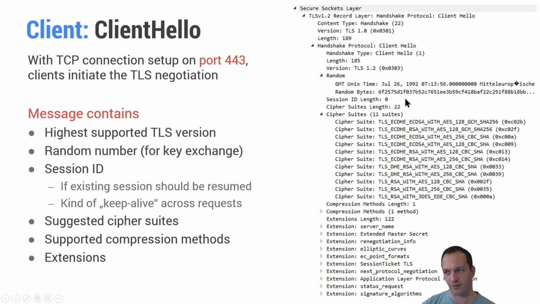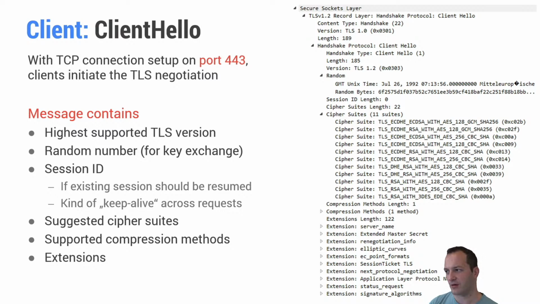When it does so, it first opens a TCP connection on port 443. This is where the web server and HTTPS server usually listen, like Apache or Nginx. They usually listen on port 443. The client initializes a TLS connection by sending a client hello message, as you can see on the right.